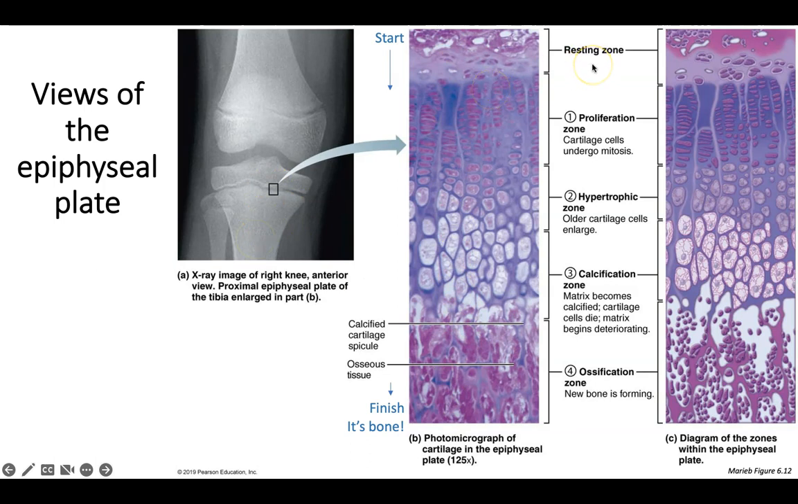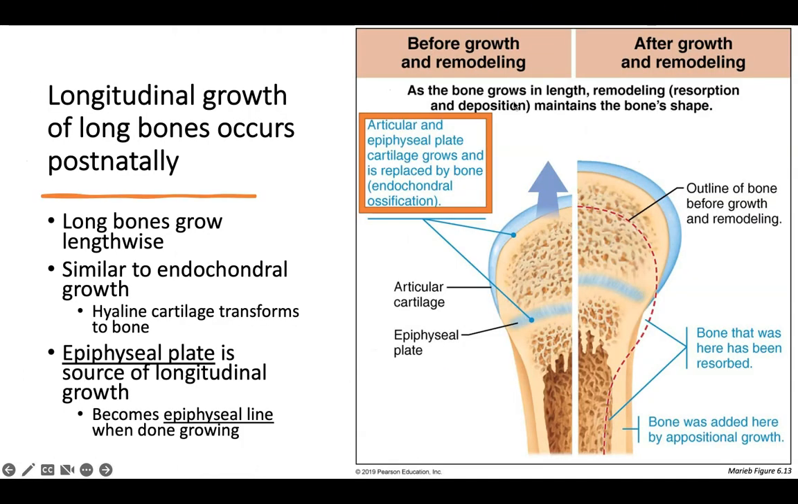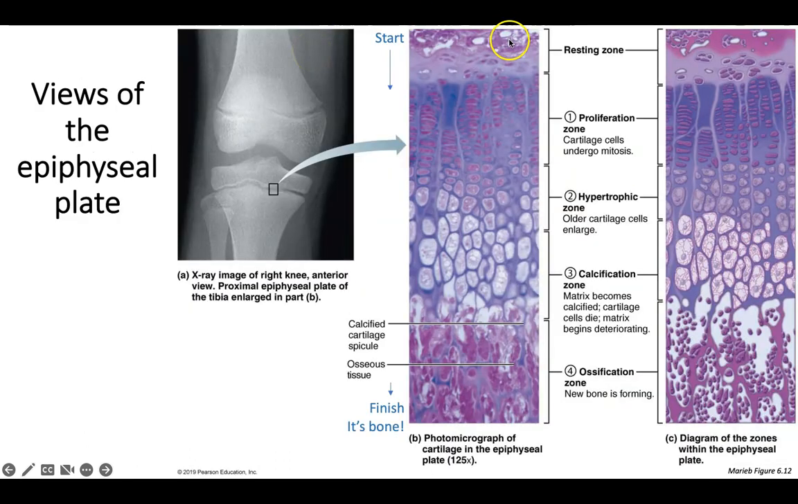So you can see that there are all these different zones of this ossification process. So again, this is longitudinal growth happening. So first we have the cartilage. This is the resting zone. Now we get into a proliferation zone where those cartilage cells, the chondrocytes, are undergoing mitosis. They're dividing. Some of those cartilage cells are going to hypertrophy or get larger.